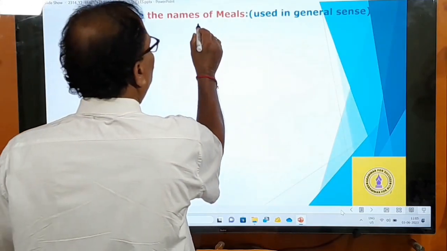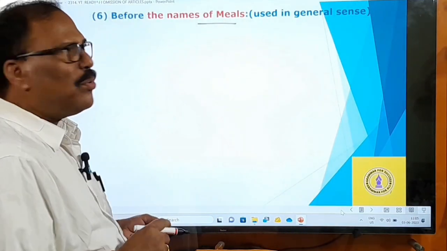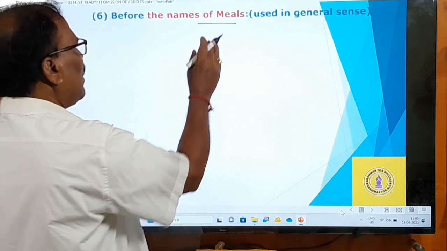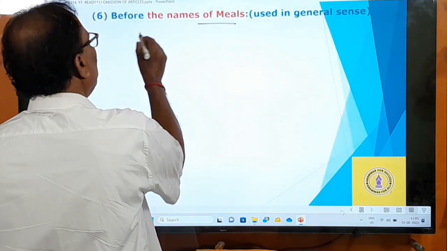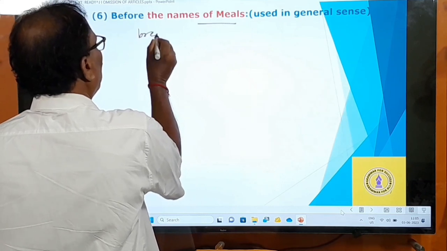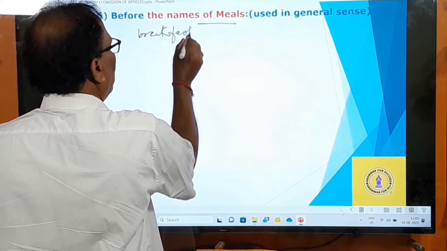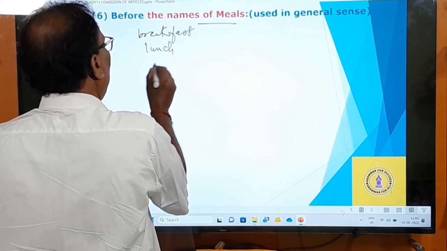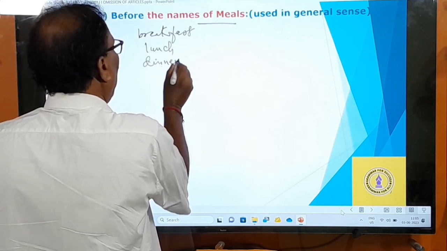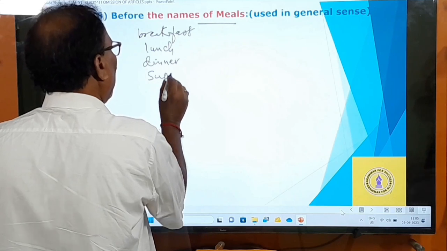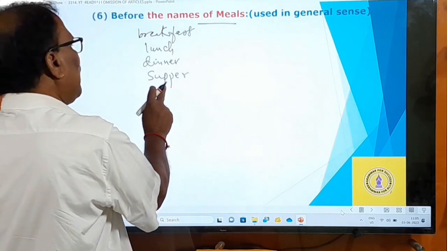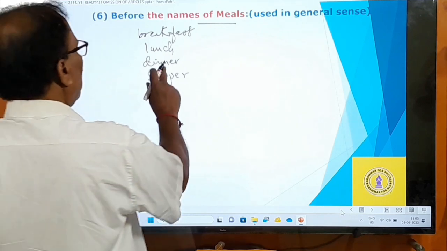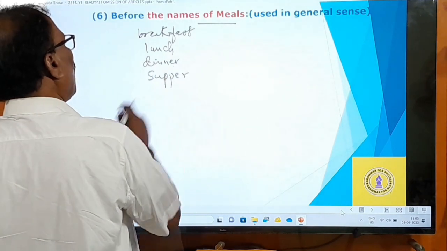Before the names of meals, when used in a general sense, how? Let us see. But before that, let us see the names of the meals. What are the names of the meals? You know, breakfast. Breakfast is the name of a meal. And lunch, dinner, and supper is also there. Regular evening meal is called supper. So dinner means a special evening meal is called dinner.